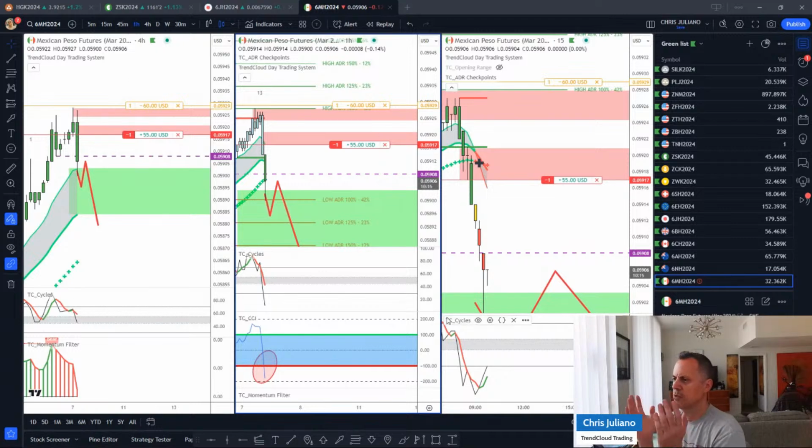All right, so it's working. It works. TrendCloud works. So again, you've got yourself a very powerful piece of software here. If you can develop those skills and understand how to put the context of the trade together, you've got yourself a winning money-making machine, right?